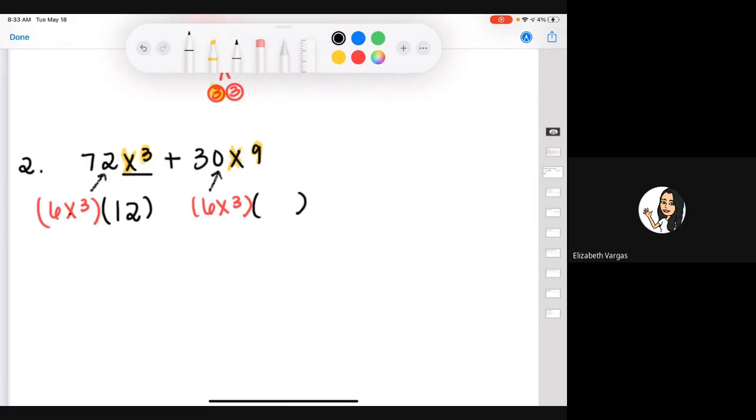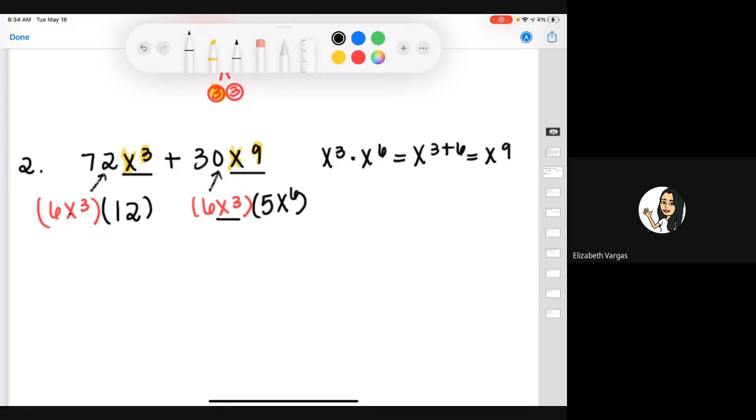How about this one? Here I have an x cubed and here I have x to the power of 9. How do I get x to the power of 9? Well, I do x to the power of 6. Why is that? Because if I'm multiplying exponents, what I'm really doing is adding them. And so eventually that would give me x to the power of 9, which is what I need right there. And now I have a 6 instead of a 30. How do I get 30 from 6? Well, 6 times 5. So there I have my factors of both of those expressions in that polynomial.